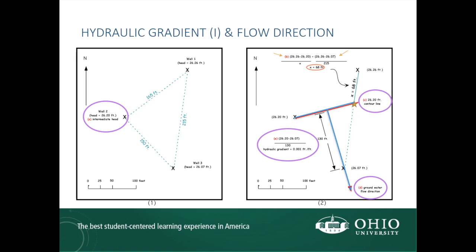Now we can calculate the hydraulic gradient as the difference in the head values for wells 2 and 3 divided by the distance of the perpendicular line between the contour line and well 3. The length of the perpendicular line, which is 130 feet, can be determined using the Pythagorean theorem since we have a right triangle. Then the hydraulic gradient equals the quantity 26.2 minus 26.07 divided by 130, which equals 0.001 foot per foot.